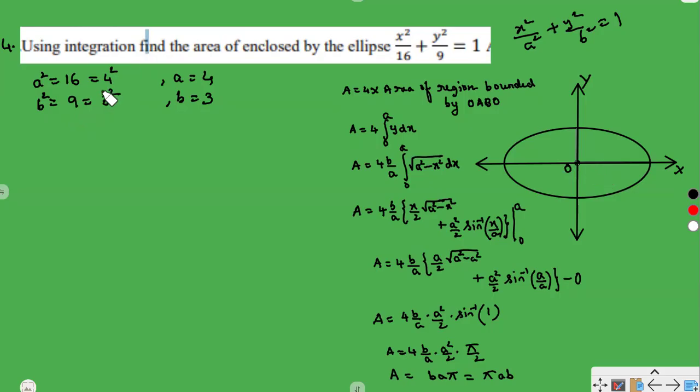Mark it. Just see what is your a. A is 4. So write here 4. Write your ellipse as 4. And shade this region. This is the area we have to find.